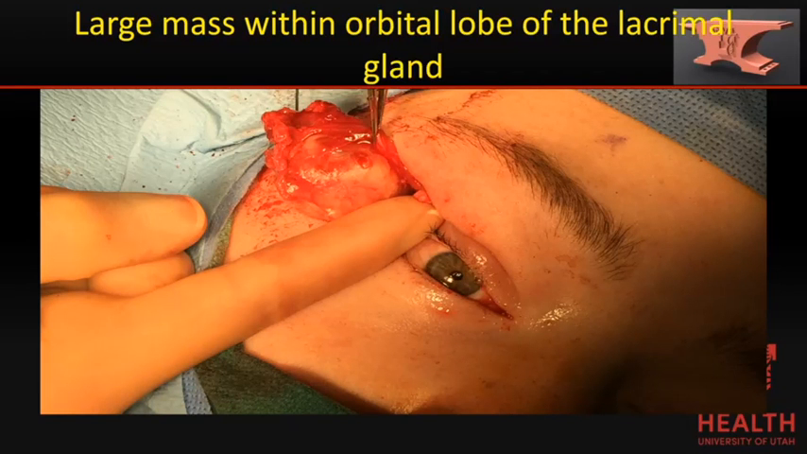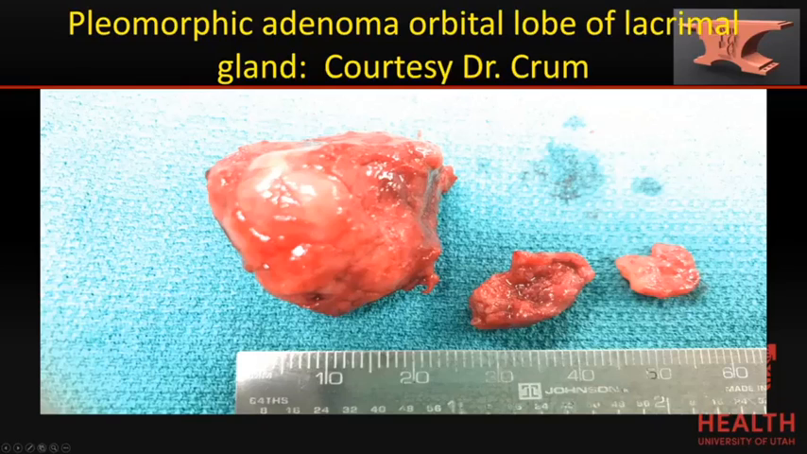Here's a large mass being resected from the orbital lobe of the lacrimal gland. This was a well circumscribed lesion, and this was resected en bloc without spilling anything from the capsule. And this turned out to be a pleomorphic adenoma of the lacrimal gland orbital lobe.